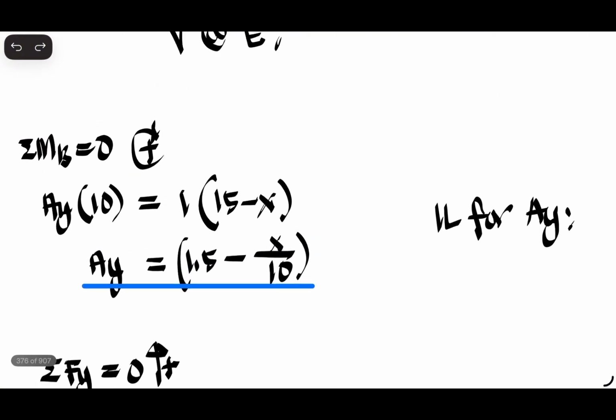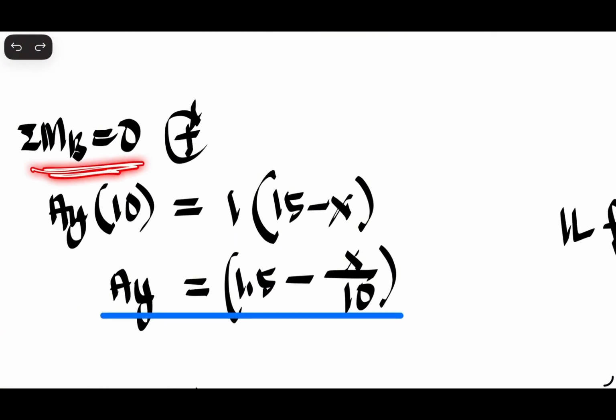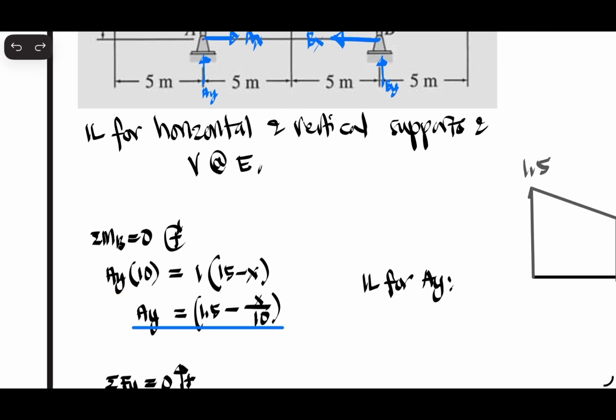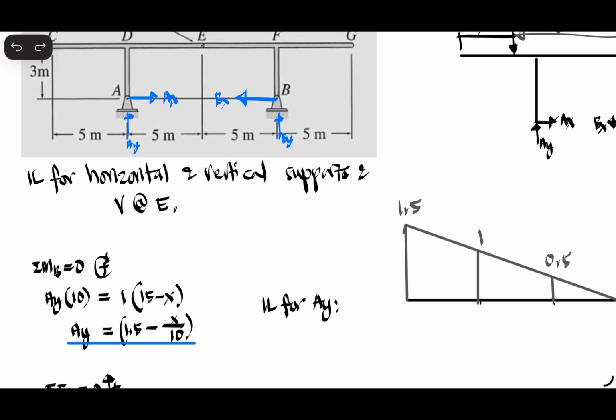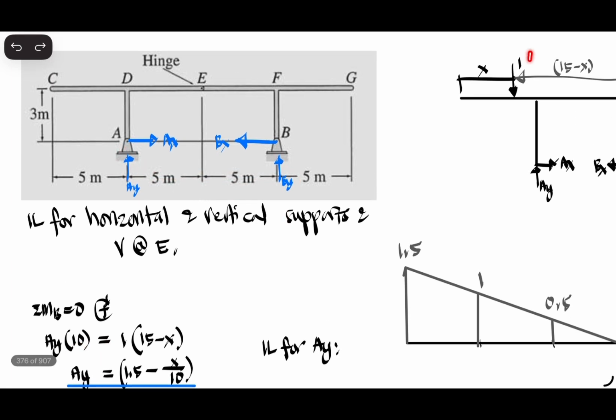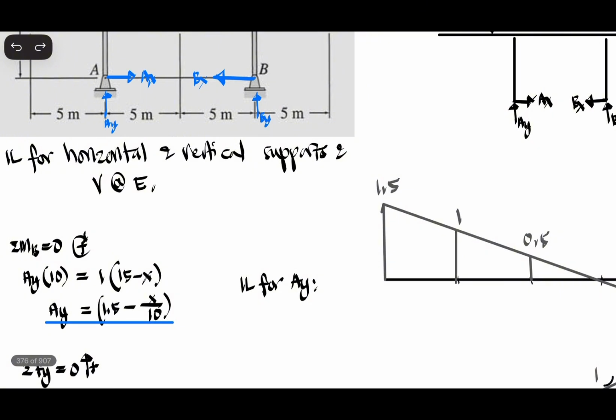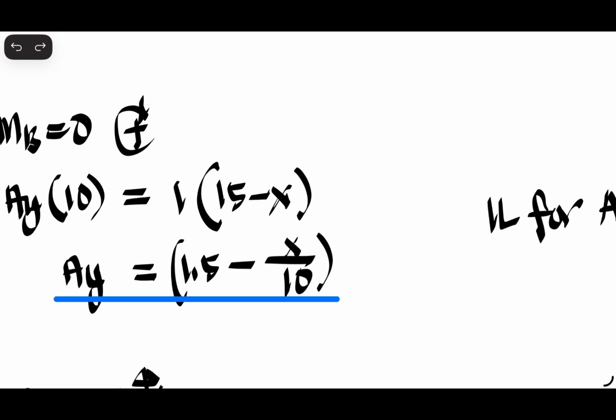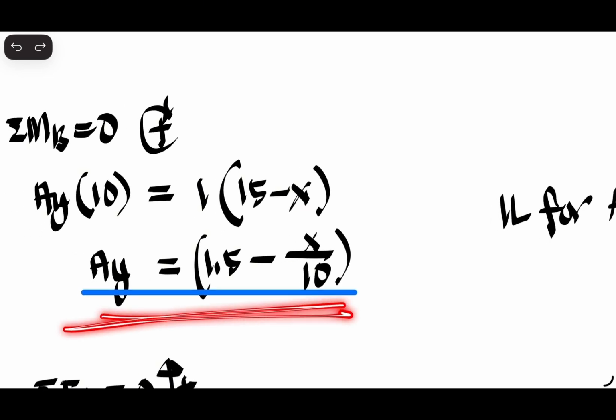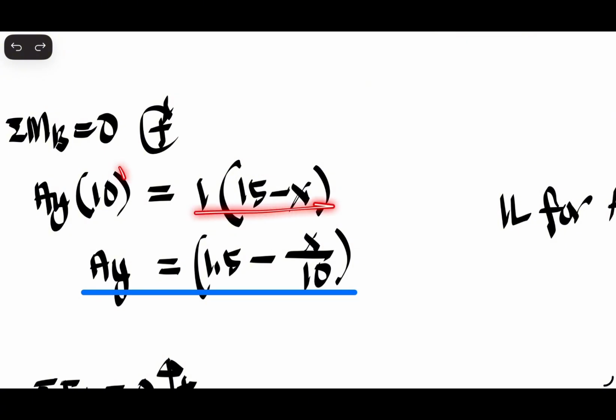So summation of moment at B equals 0. We have AY times its perpendicular distance, 5 plus 5, so that is 10, which is equal to the 1 unit load times its distance from point B, which is 15 minus X. Simplifying the equation, the equation for AY is 1.5 minus X over 10.